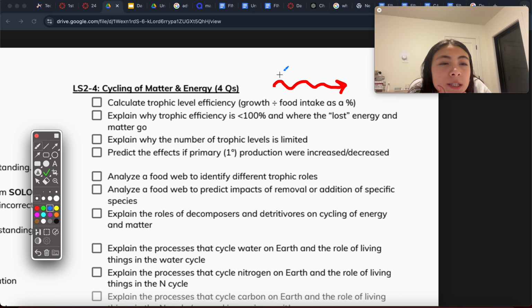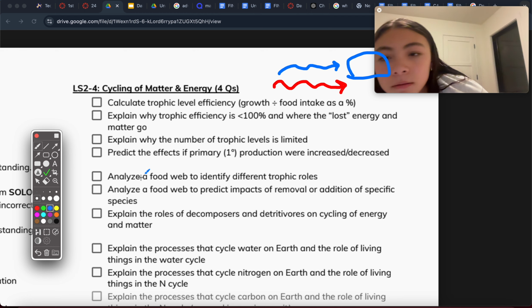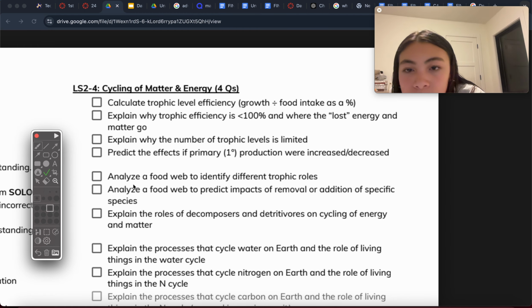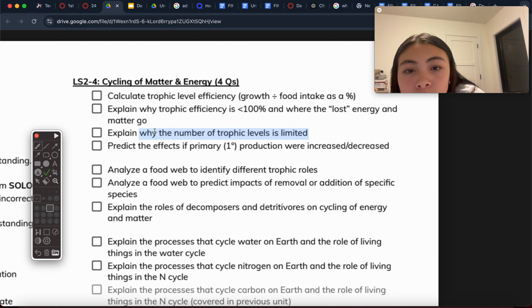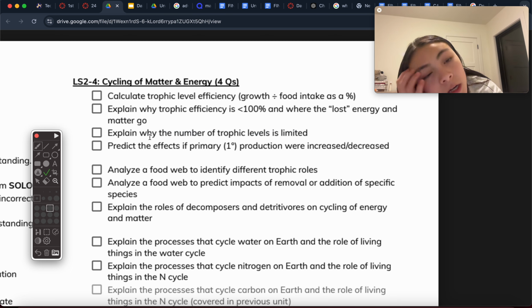There's also waste. Waste is also one of them. But then there are decomposers and they feed on that waste, so it technically does go back into the trophic levels in a way. But mostly it goes into heat. Okay, explain why the number of trophic levels is limited. I already did that, because at some point the ecosystem won't be able to support a whole other trophic level because there isn't enough energy to go into a whole new level.